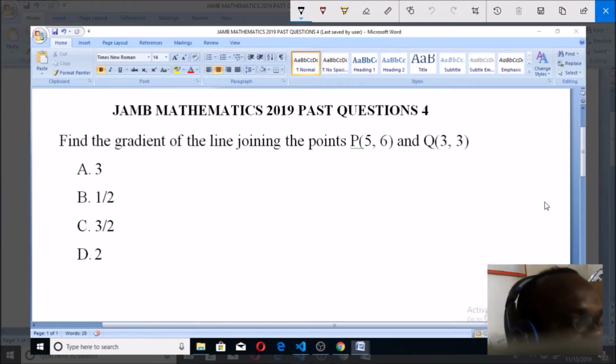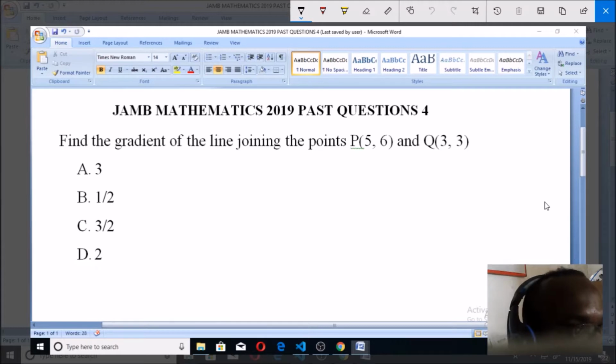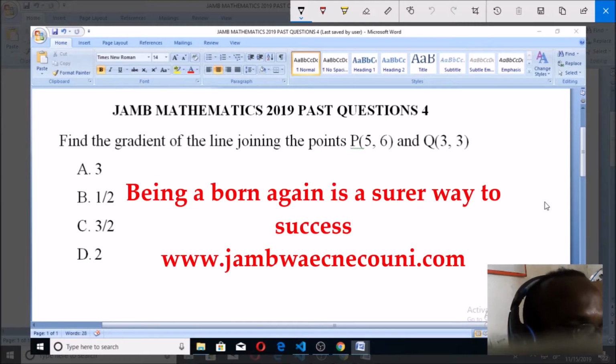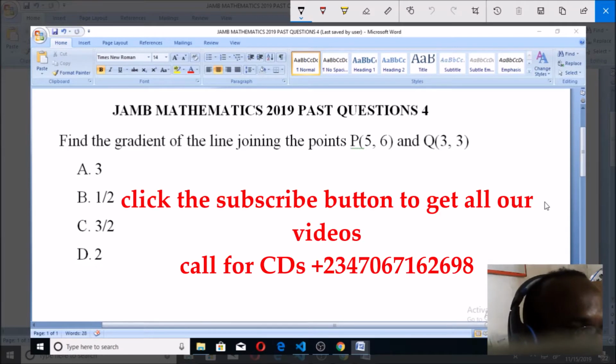Hello, welcome this morning. Let's look at this JAMB past question 2019, question number 4. Find the gradient of the line joining the points P with coordinates 5 and 6 and Q with coordinates 3 and 3. Options: A 3, B 1 over 2, C 3 over 2, D 2.